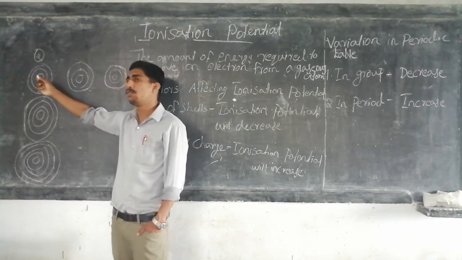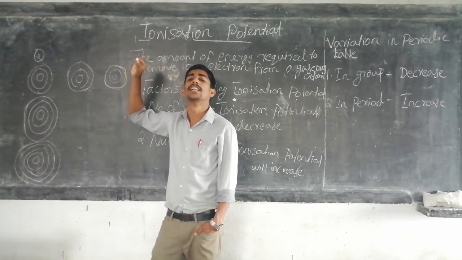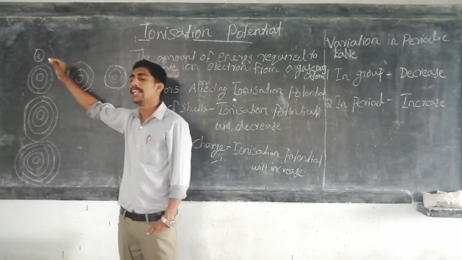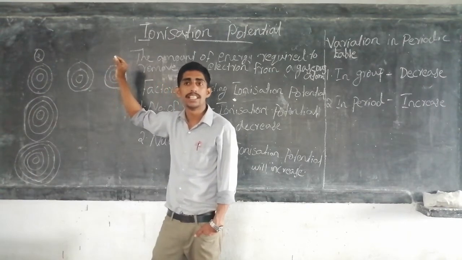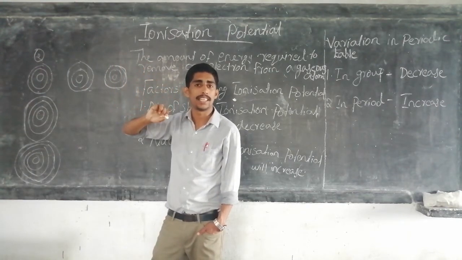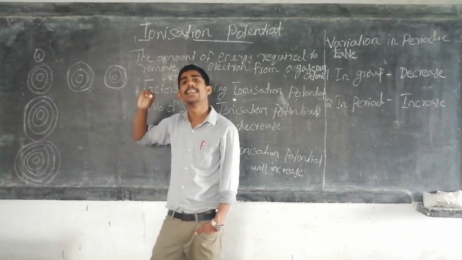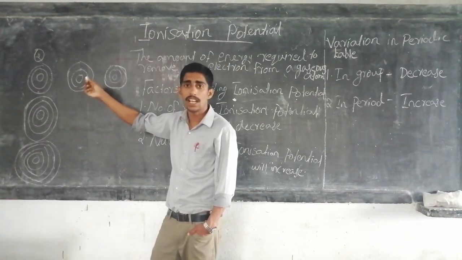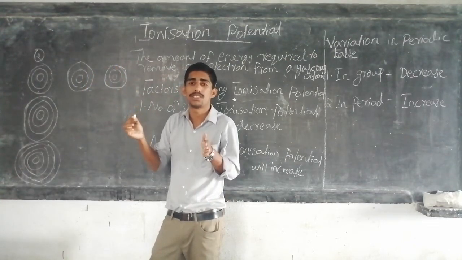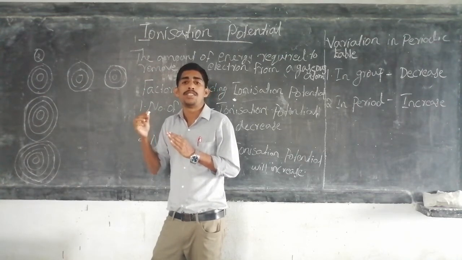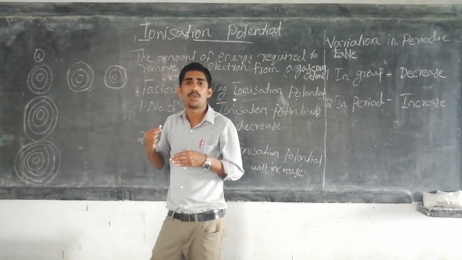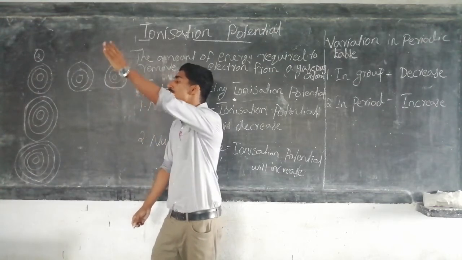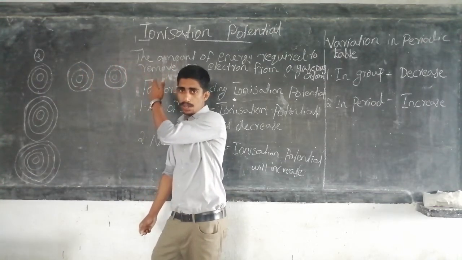At the same time, if you move from left to right in a period, ionization potential will increase, because we know that in a period, as we move from left to right, atomic size will decrease. If the atomic size decreases, then the effect of the nucleus on the valence shell will increase. The attractive force will be strong. Then it is impossible to take out the electrons easily. So if you want to take out the electrons, we have to supply a large amount of energy.